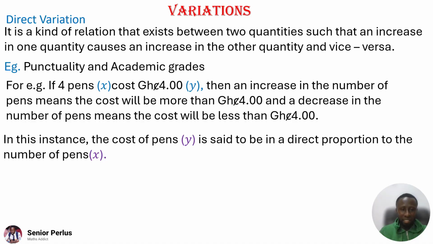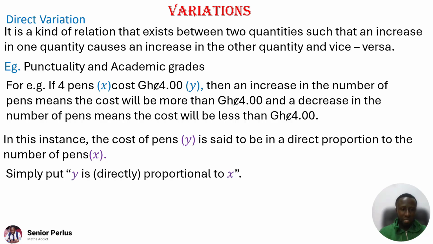So in this instance, the cost of pens, y, is said to be in direct proportion to the number of pens. Okay, so the cost of pens is said to be in direct proportion to the number of pens. So simply, we put it as y is directly proportional to s. So in mathematics, you write it like this: y is directly proportional to s.